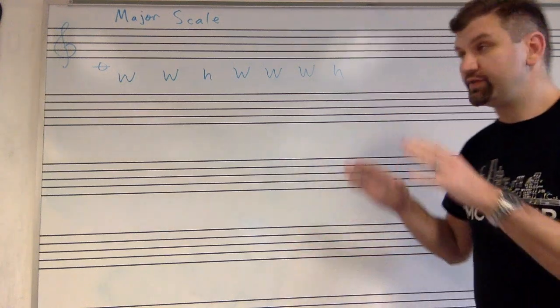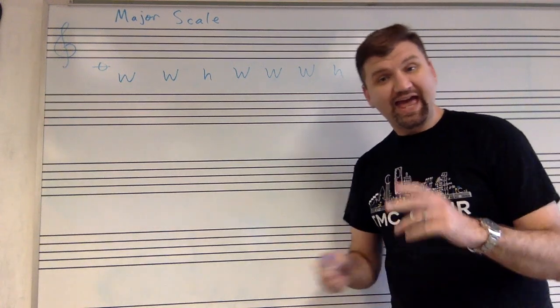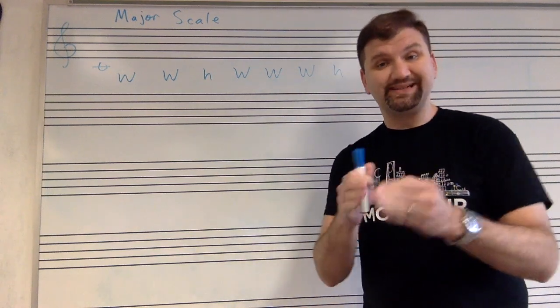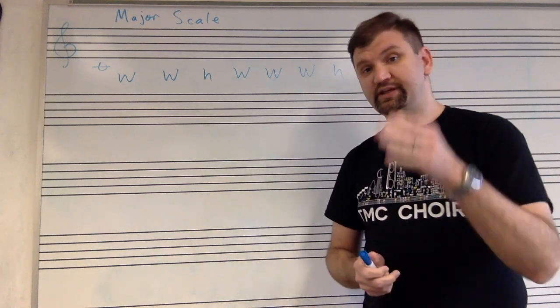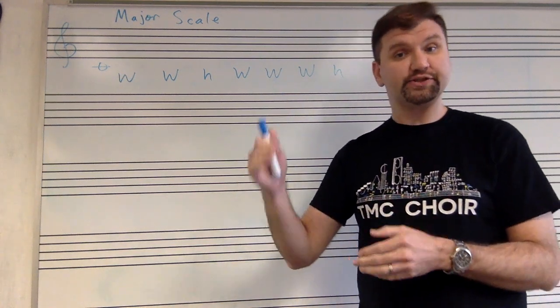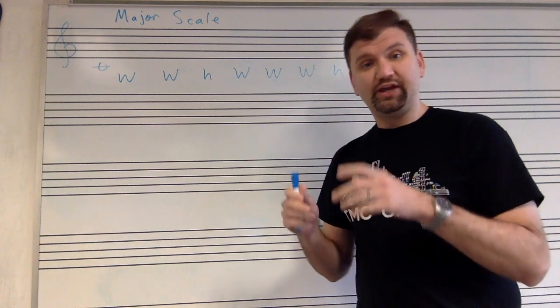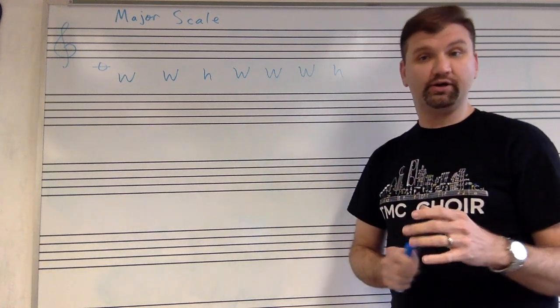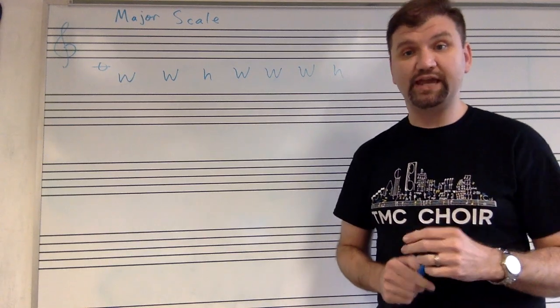Let's talk about the major scale. Every single major scale is what we call a diatonic scale, meaning it has 7 unique pitches and it starts and ends on the same pitch. It also follows the exact same pattern. That's what defines it as a major scale.